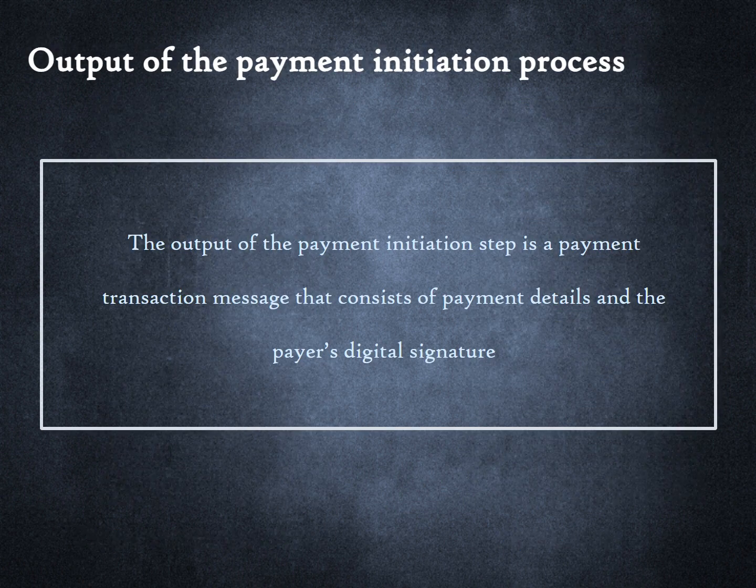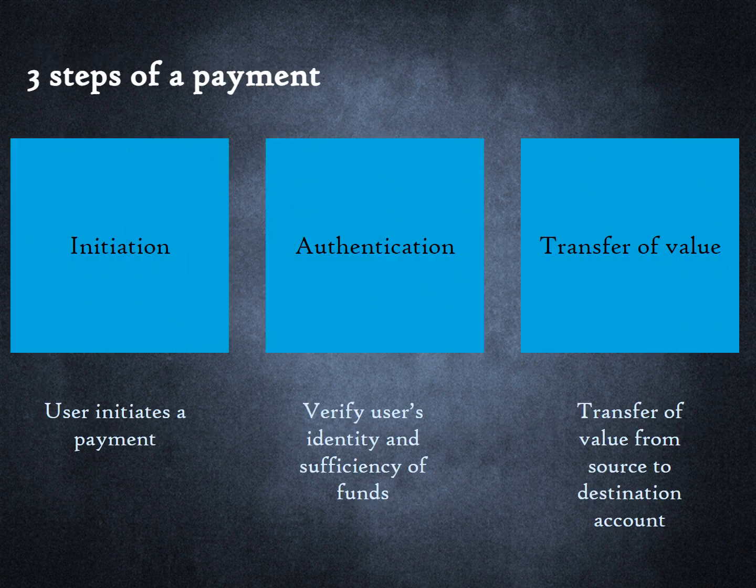The output of the payment initiation step is a payment transaction message that consists of payment details and the payer's digital signature. We will learn what happens after the message is sent to the network in the upcoming lesson on payment authentication. In this lesson, we covered the initiation step of a payment. In the next lesson, we will complete the discussion on initiation with a brief discussion on managing private keys, which are necessary for payment initiation. Next, review the summary of this lesson, after which you can proceed to the next lesson.